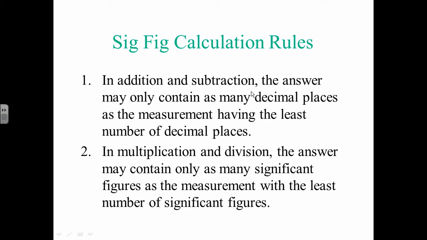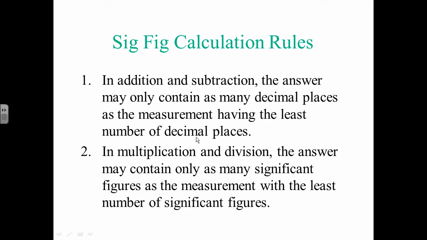In addition and subtraction, comma. Whereas down here it says in multiplication and division, comma. There are different rules for different mathematical operations. So in addition and subtraction, the answer may contain as many decimal places as the least number of decimal places. And in multiplication and division, the answer may contain as many significant figures as the measurement with the least number of significant figures. The similarity is the word least.